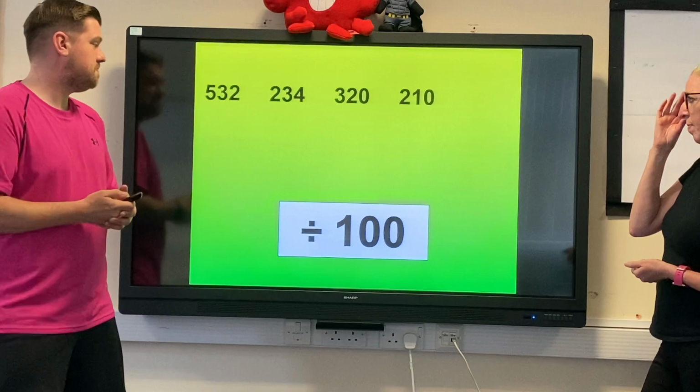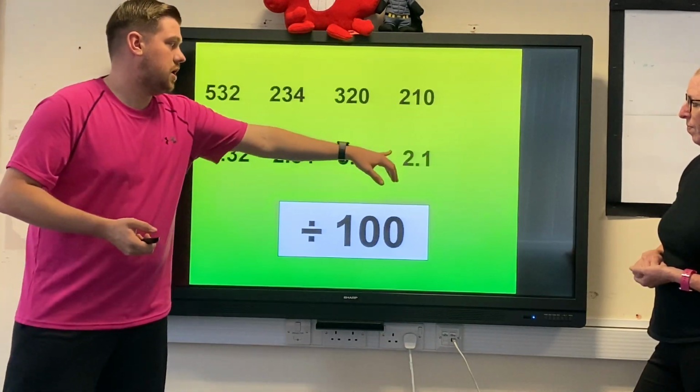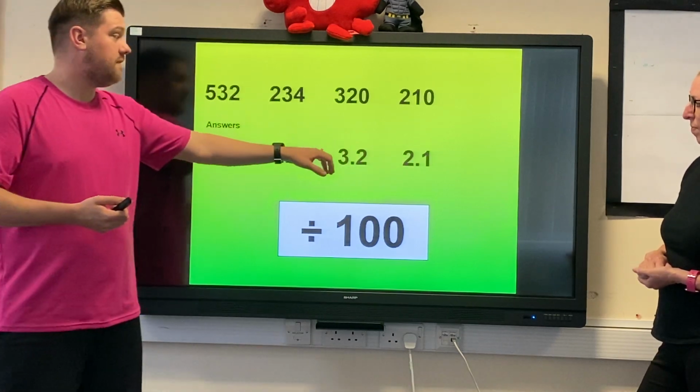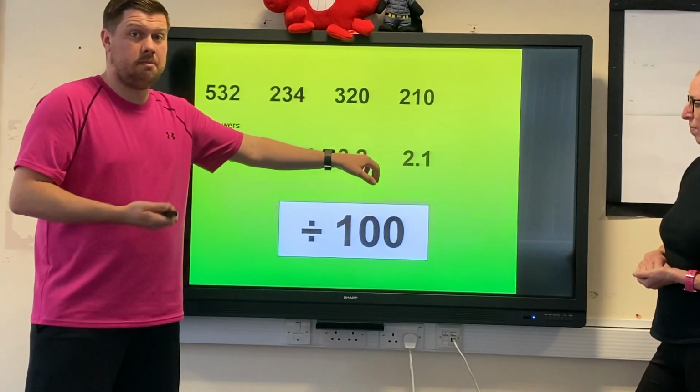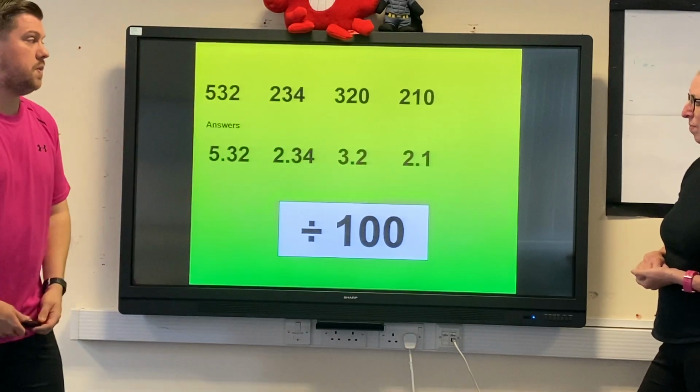Here are your answers. As you can see, these 2, we've knocked the 0 off because we don't really need it. If you have got 3.20, then you can mark that right. If you have got 2.10, you can also mark that right as well.